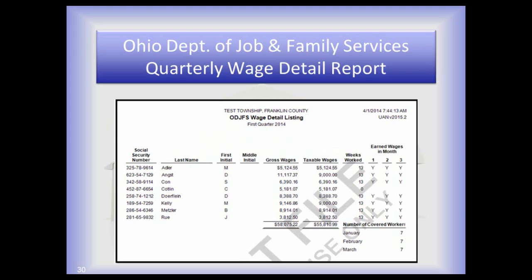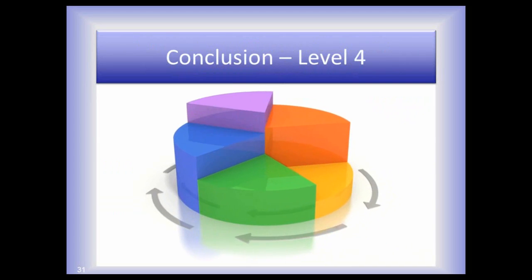Thankfully, the UAN payroll keeps track of each employee, their gross wages, taxable wages, and generates the quarterly report. If the employee has been marked correctly in the employee setup area as full-time, the software will also keep track of the weeks worked. This concludes Level 4.